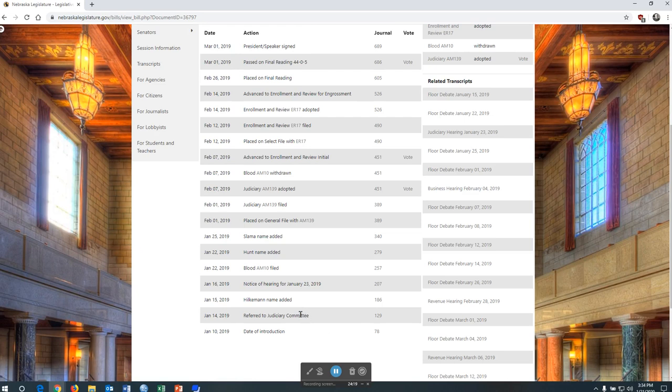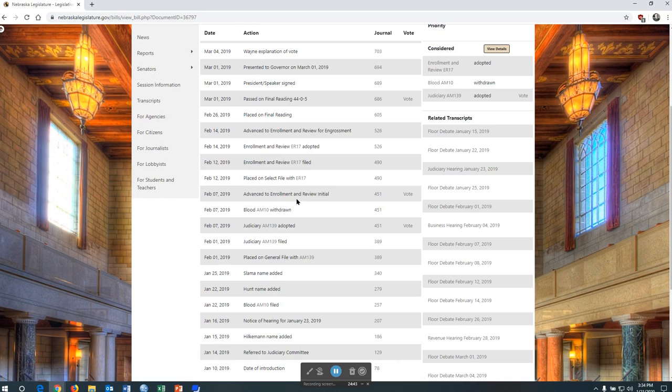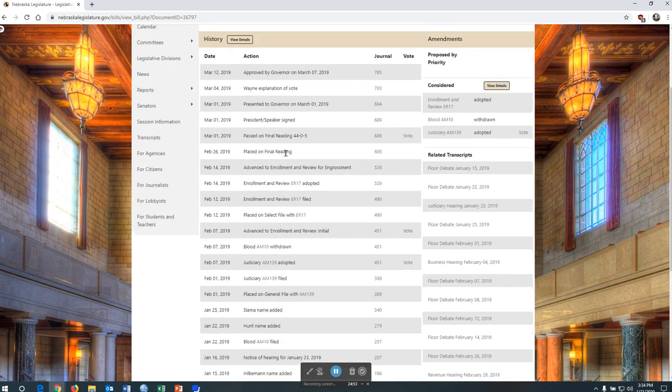You can actually see that several senators added their name as co-sponsors of the bill: Hilkemann, Hunt, Slama. Then it was referred to the Judiciary Committee. A notice of hearing was issued, and there was a hearing for it. Then it went out of committee to the general file, then it was advanced to enrollment and review, as we discussed before. It was placed on the select file. And then it got to the final reading and it passed the legislature. It was presented to the governor on March 1st and signed into law by the governor on March 12th. So that's a passed law.